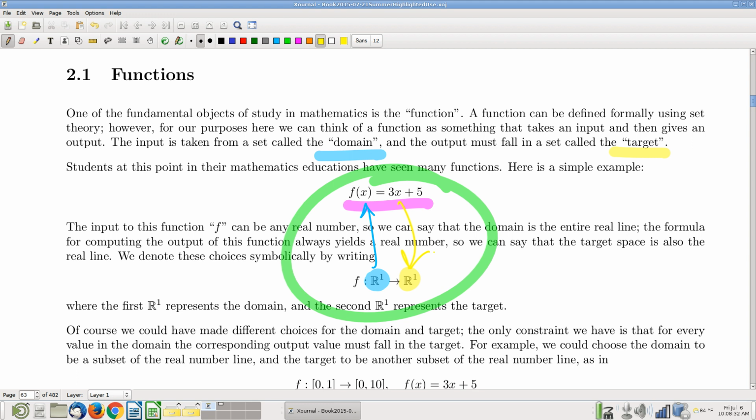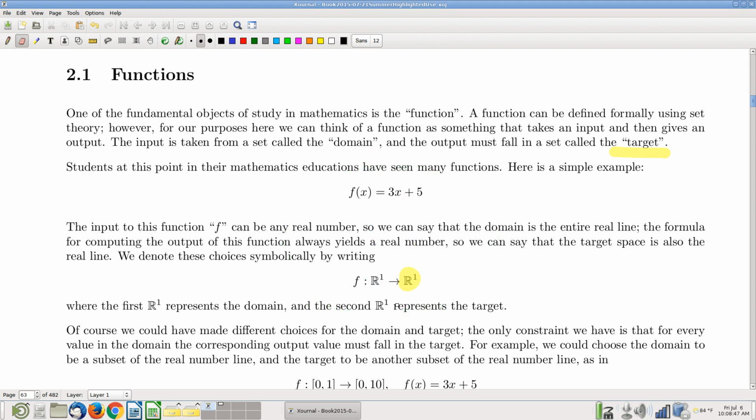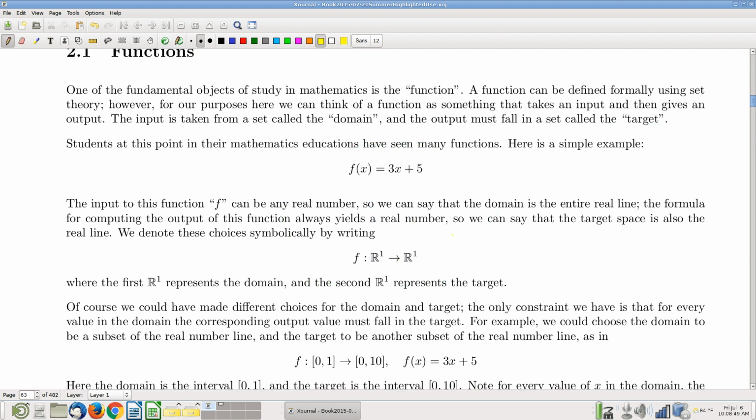So it's a trio. It's all three things. It's not just the formula. The purple thing alone is not the function. It's the formula along with a statement of what are the allowable inputs and a statement, a set representing what are the allowable outputs.